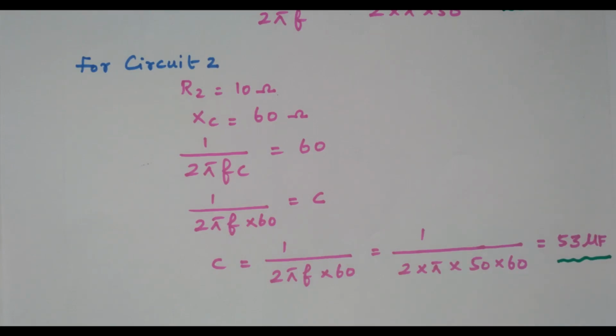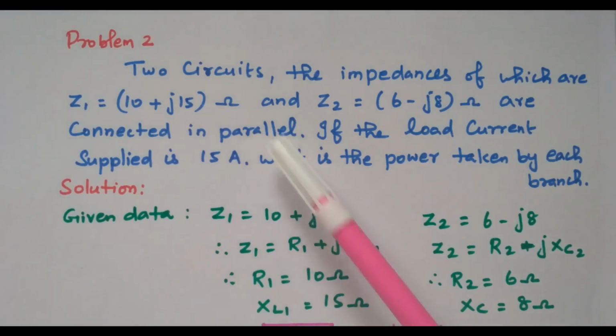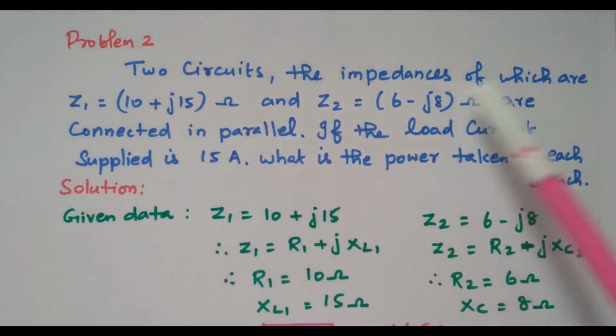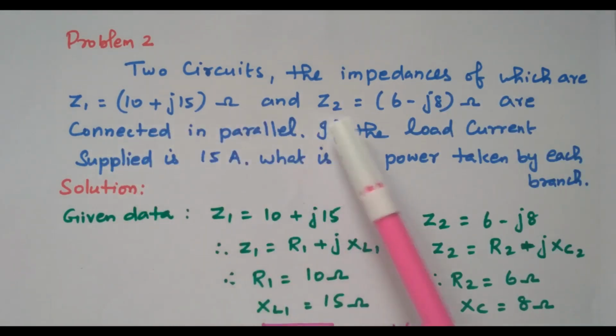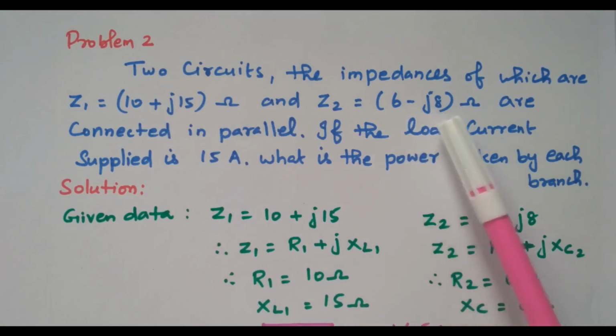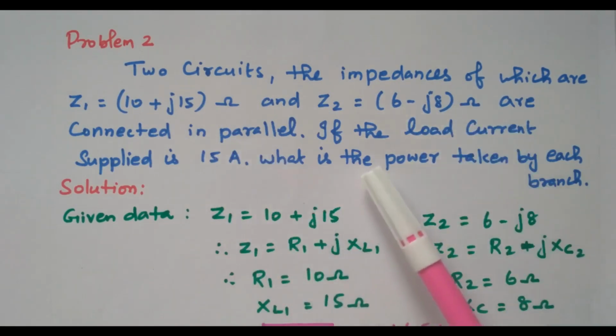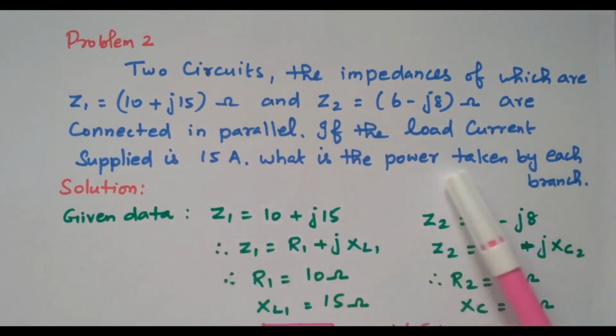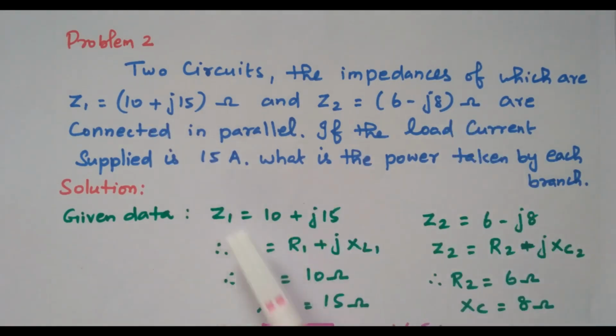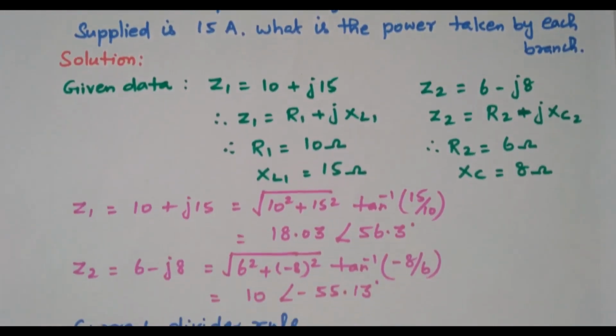Now, we will go to the second problem. The two circuits, the impedances of which are Z1 equal to 10 plus J15 and Z2 equal to 6 minus J8, are connected in parallel. If the load current supplied is 15 ampere, what is the power taken by each branch? The two impedances are given and the current value is also given. We need to find the power taken by each branch. So, from the given data, we can analyze.